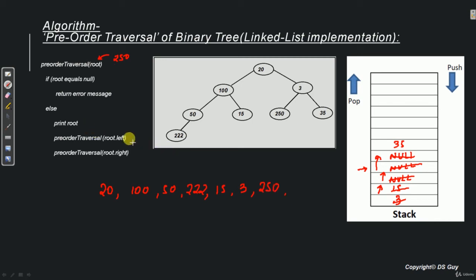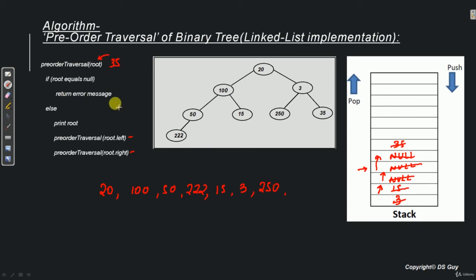Now what is root.left? It is null, because 250 does not have any left subtree, neither does it have a right subtree. So both of these will be null. So again, of course, it will be pushed into the stack and popped out, but again there will be no result for that. Now once 250's work is done, the system will again come to the stack and see what is pending. So 35 is pending. So it will pop 35 from the stack. Now root's value is 35.